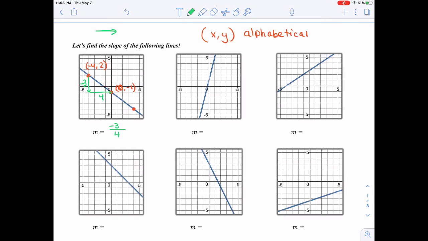So my slope is going to be -3/4, okay? And again, if you want to double check, let's check these next points. I see that I'm going down 3 again, and I'm going right 4. So we know that one checks out.